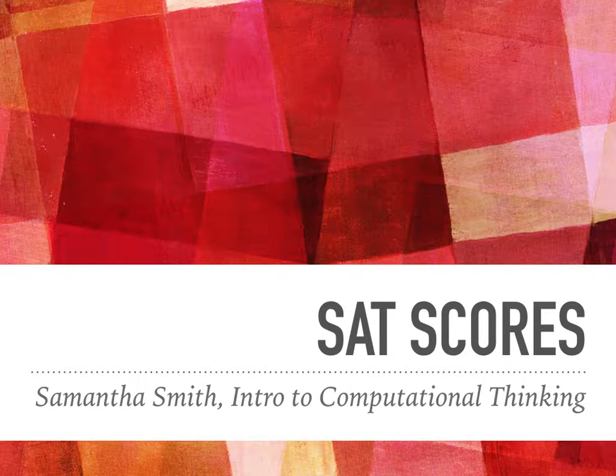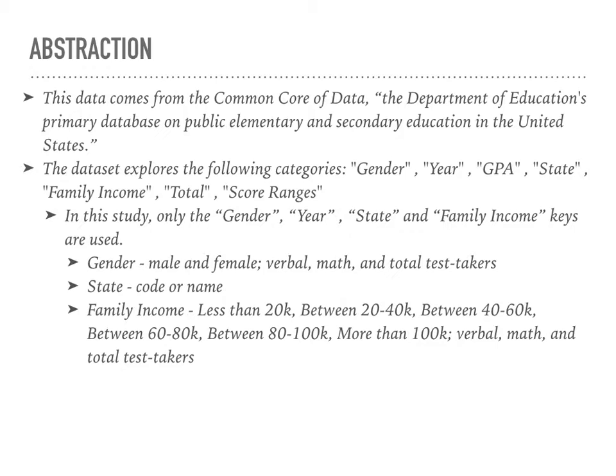This is my final project for Intro to Computational Thinking, and I chose the school scores dataset. This data comes from the Common Core of Data, which is the Department of Education's primary database on public elementary and secondary education in the US. The dataset is broken down into the following categories: gender, year, GPA, state, family income, total, and score ranges. However, for this study, I only examined gender, year, state, and the family income keys.